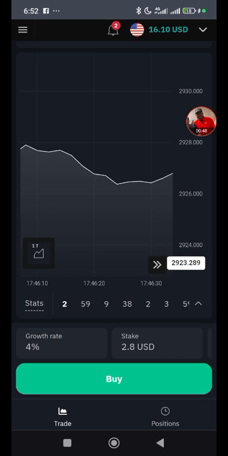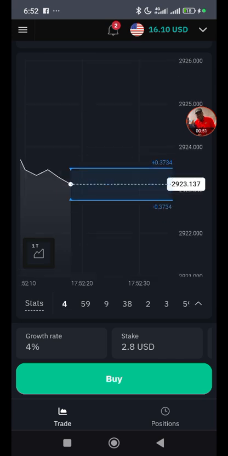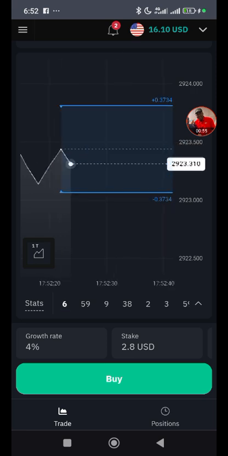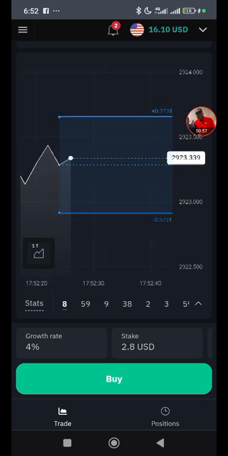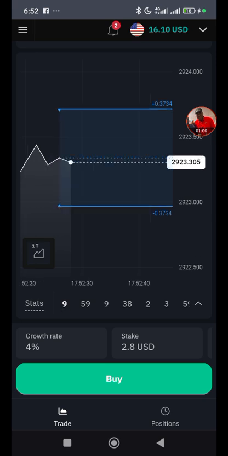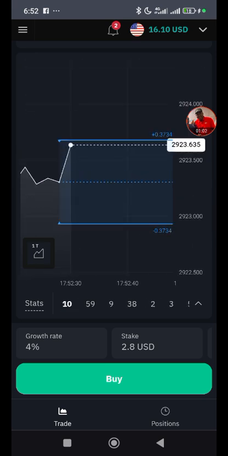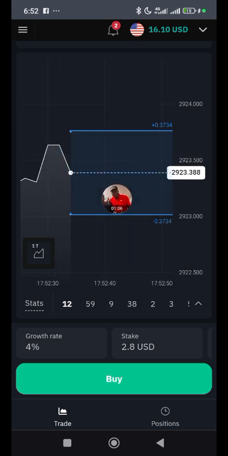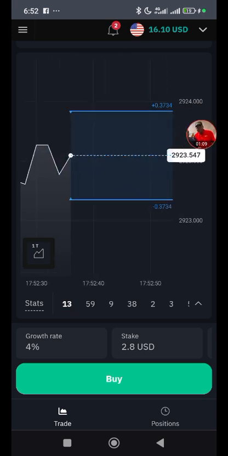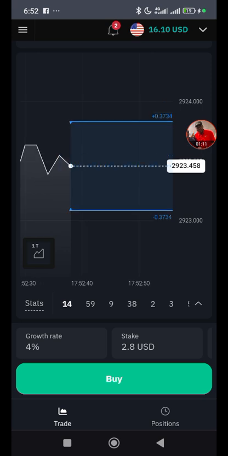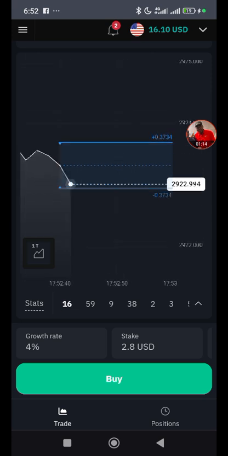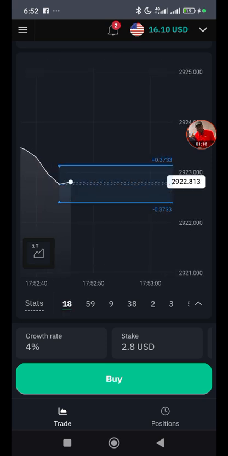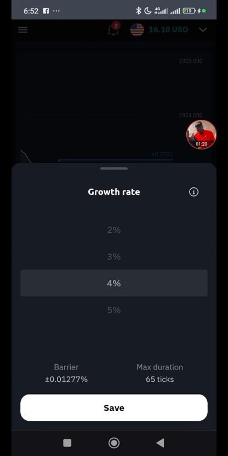Now, the signal setup for accumulator is based on permutation. It's based on calculation. Let me use this to explain what it is really all about. You can see these two blue lines. One is up, one is down. They are always the same. That is the smallest size, the highest size. That's the barrier. Let me show you how it changes.